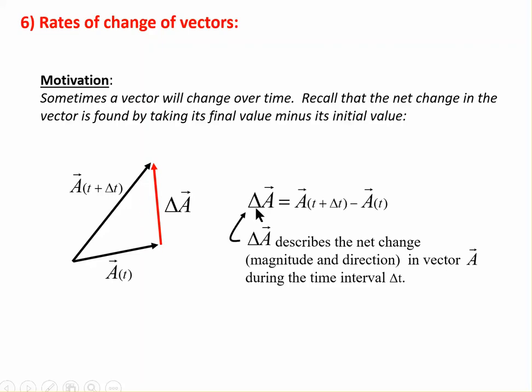Formally, we would say that delta A, the change in the vector, is equal to the vector at time t plus delta t minus the vector at time t. So delta A describes the net change in the vector during that time interval delta t.